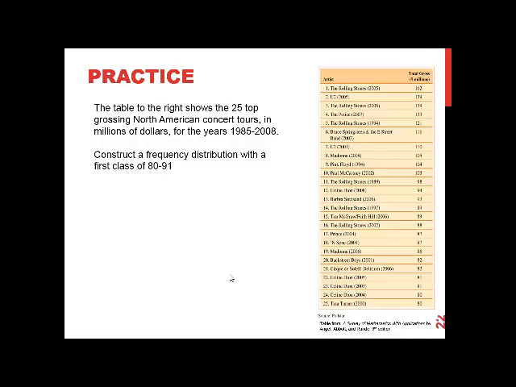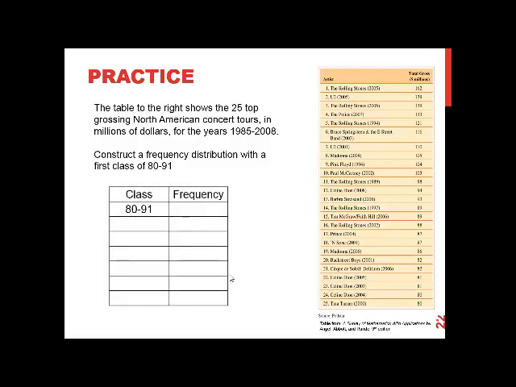So we're showing here the top 25 grossing North American concert tours in millions of dollars for the years 1985 to 2008. We're going to first construct a frequency distribution, and the first class is going to be 80 to 91. And fortunately, these are all in order. So if our first class is 80 to 91, the width of that class is 12.